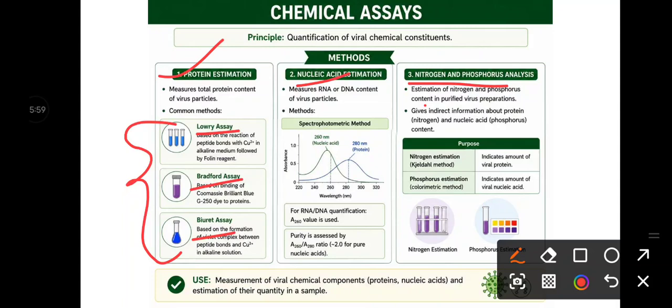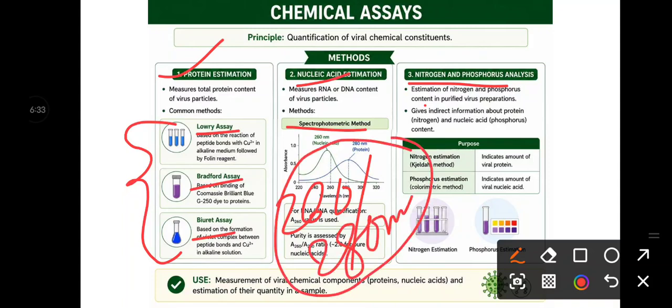Next, similarly, we can measure the nucleic acid. How can we measure nucleic acid? Similarly, we can use the spectrophotometric method. I have already told you, if it is pure RNA, the ratio will be around 2. If it is pure DNA, the 260 by 280 ratio will be 1.8. So this 260 by 280 nm ratio is used for nucleic acid estimation.